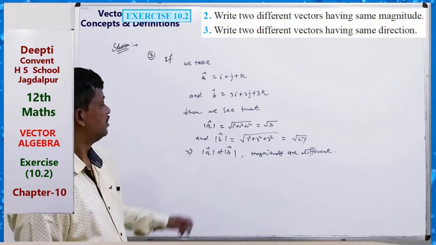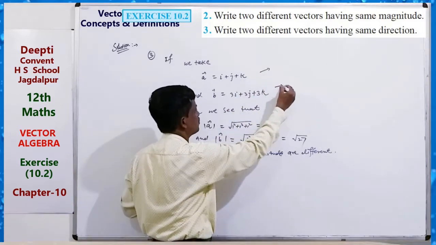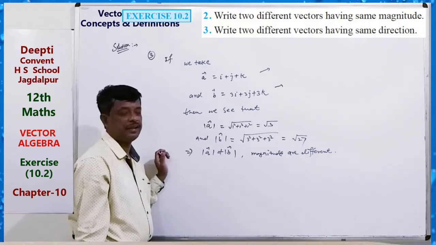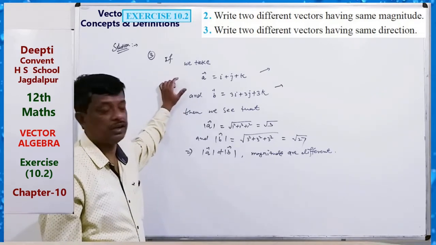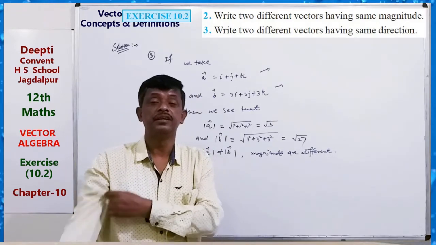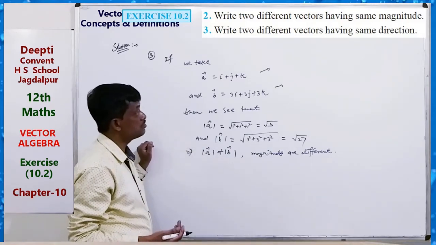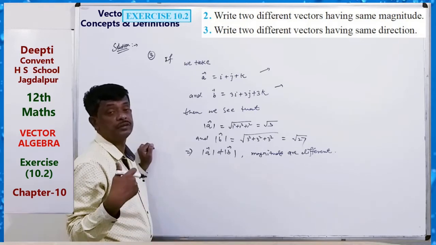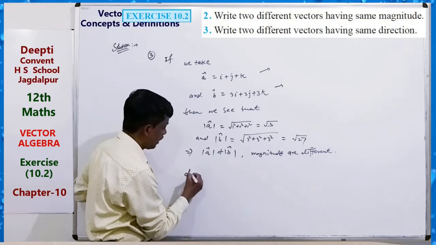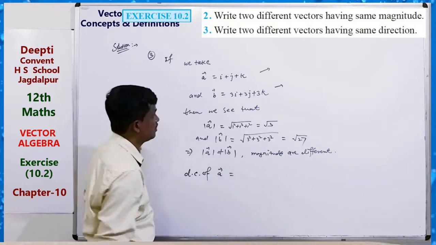Why? We can see this through direction cosines. If two vectors have the same direction, then their direction cosines will be the same, or their direction ratios will be proportional. Here, direction cosines of vector A are equal to what?